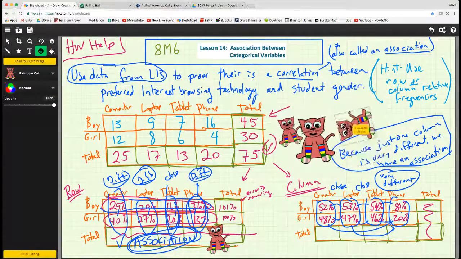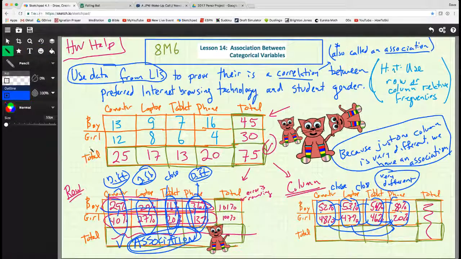And we'll make this guy smaller. So very good. So what is our statement here? What is our statement about there is an association between boys and girls and preferred internet browsing technology at my school? In other words, if you're a girl, you're more likely to have a different pattern of usage than if you're a boy. If you're a girl, you're more likely to use a computer. If you're a boy, you're more likely to use a phone to do your browsing. That's one way to say it.